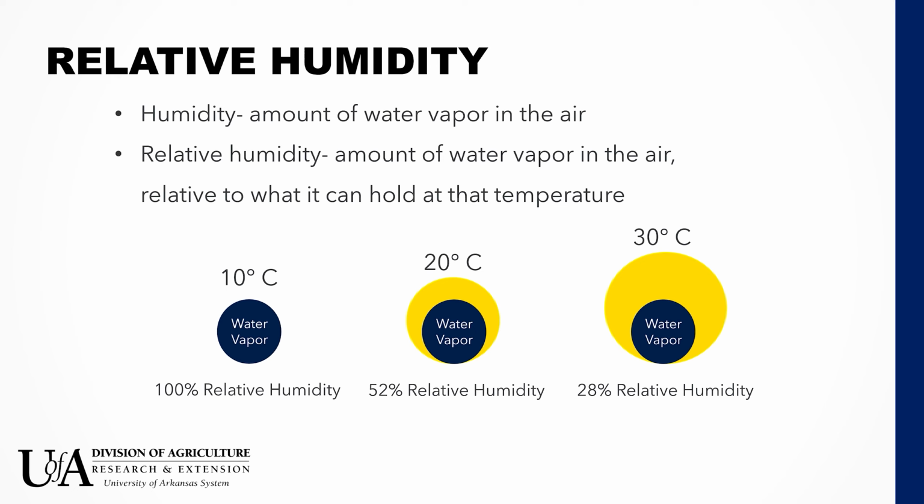So at 20 degrees Celsius, the relative humidity is at 52%. And as we continue reducing that temperature all the way to 10 degrees Celsius, we reach a point where that air volume cannot contain any more water. So at that point, we say that that air is saturated. It cannot contain any more water, and the relative humidity is 100%.